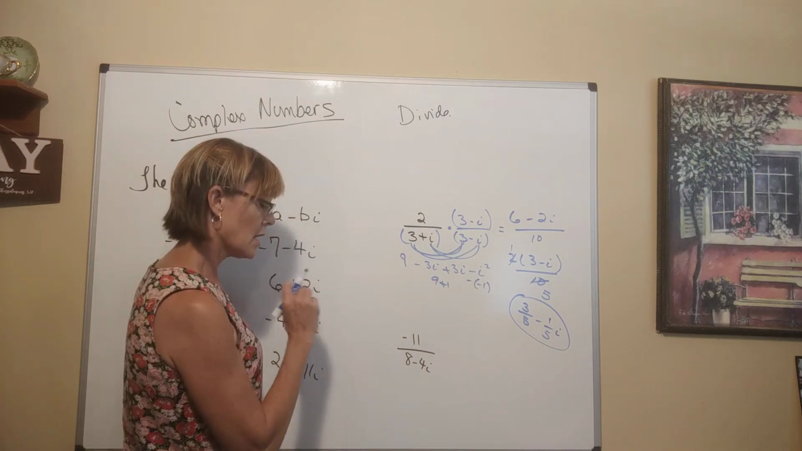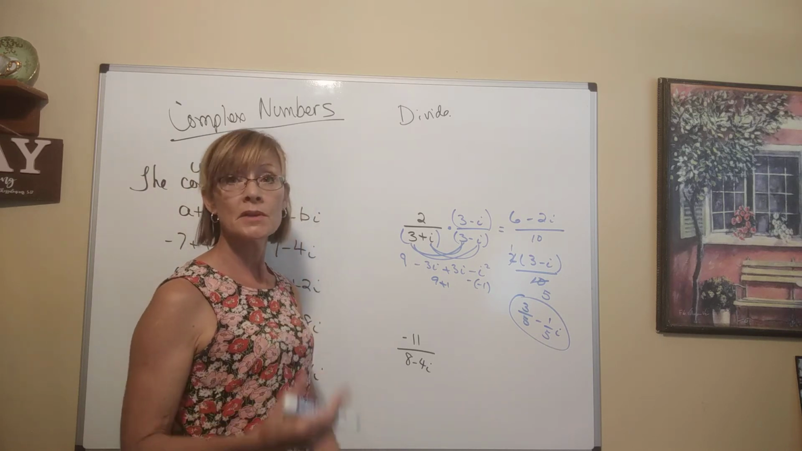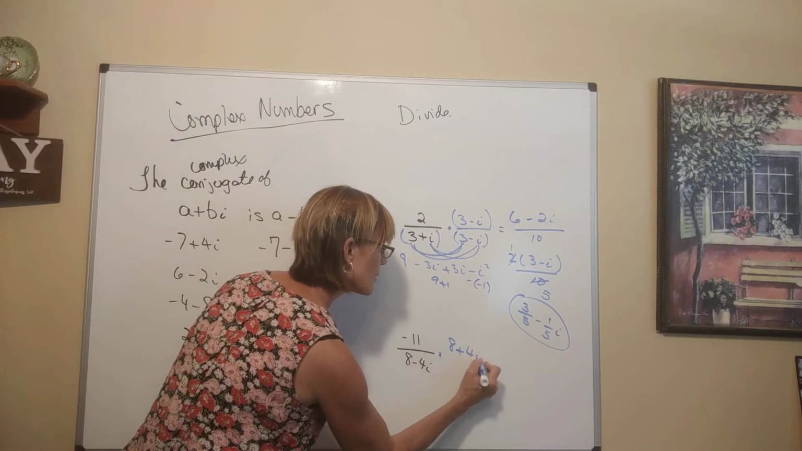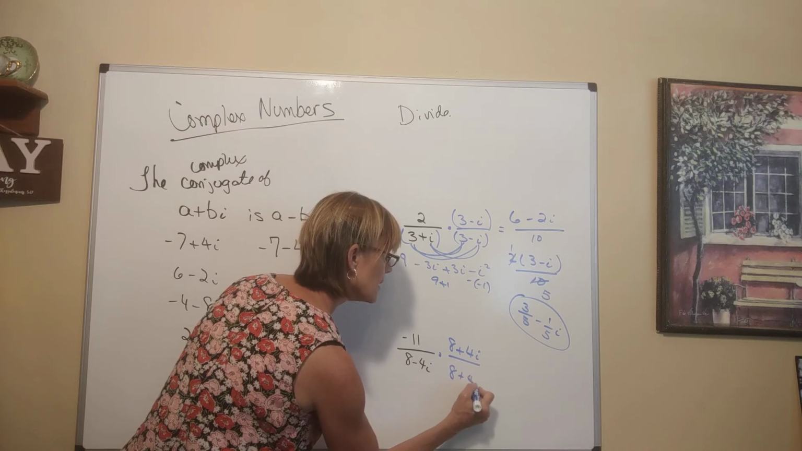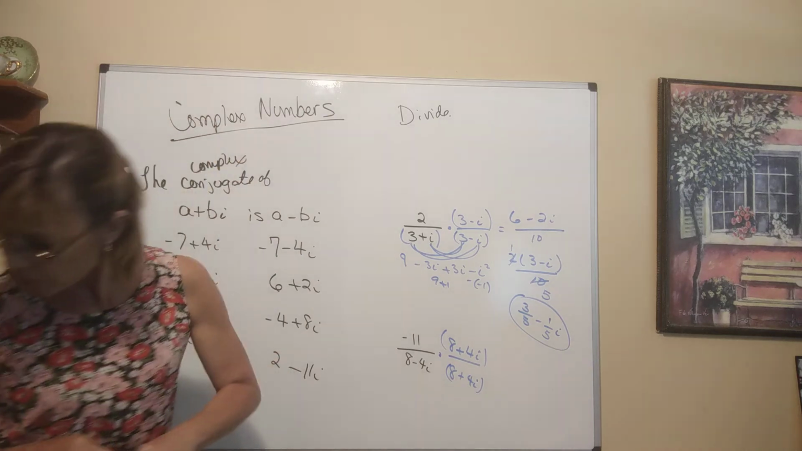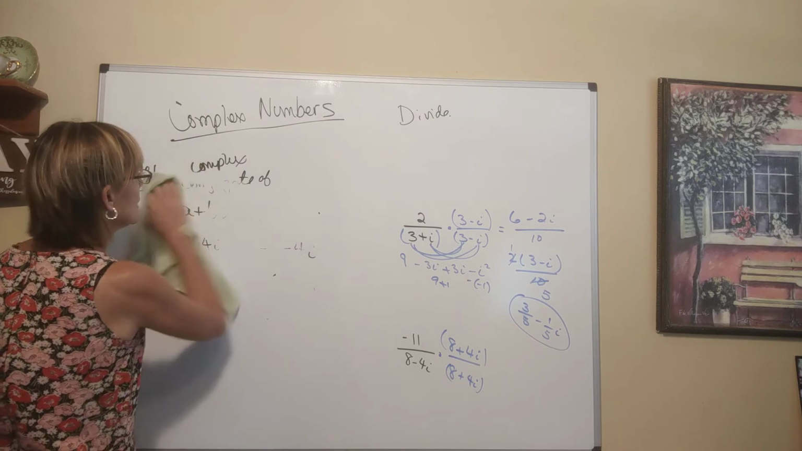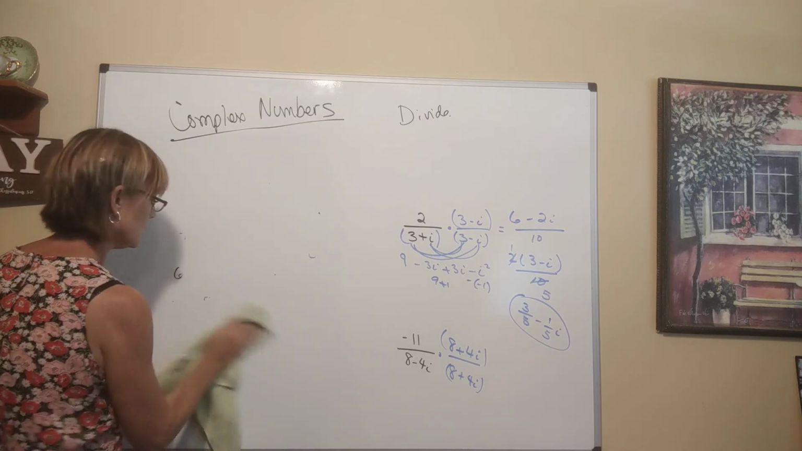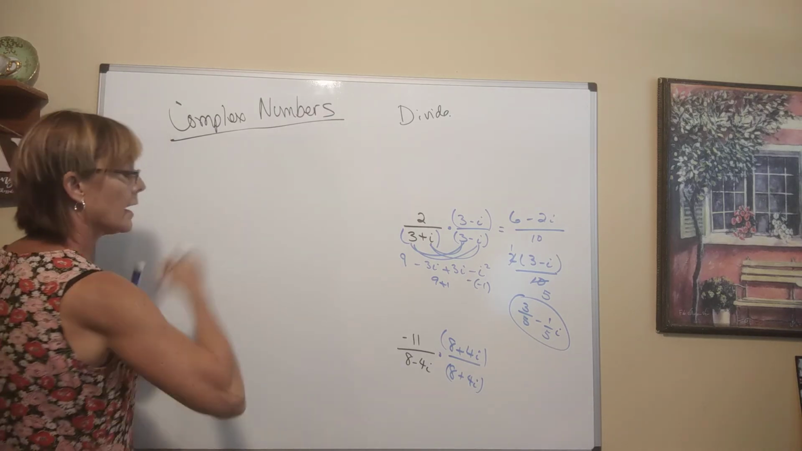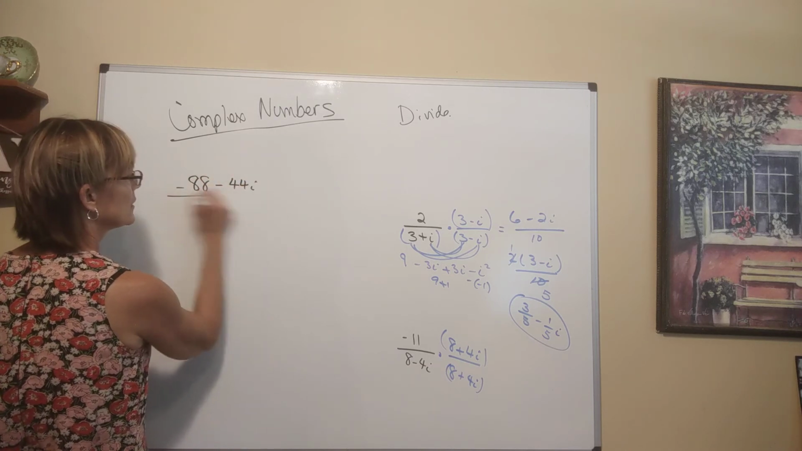Let's do this one. There's 2 things in the denominator. I cannot get by with multiplying by i over i. I must go with conjugates. So the complex conjugate here is 8 plus 4i over 8 plus 4i. Now I'm running out of room, so I'm probably going to move this problem up here. When I distribute, I can distribute the negative 11 in the numerator. So let's do that. We would get negative 88 minus 44i in the numerator.